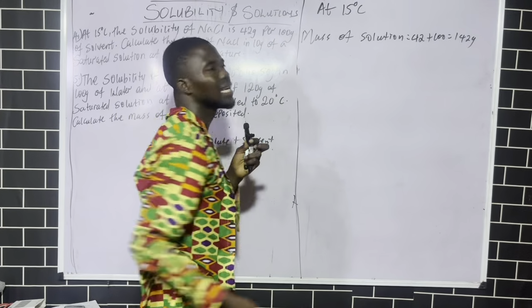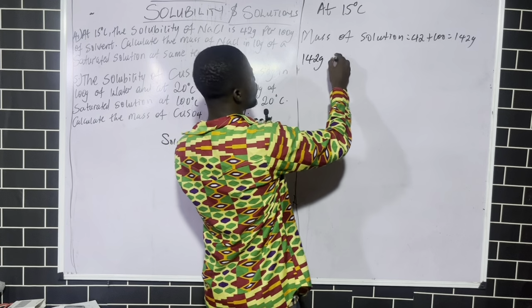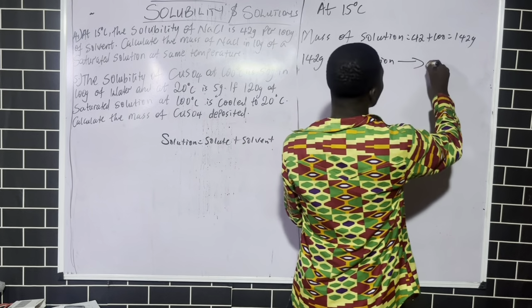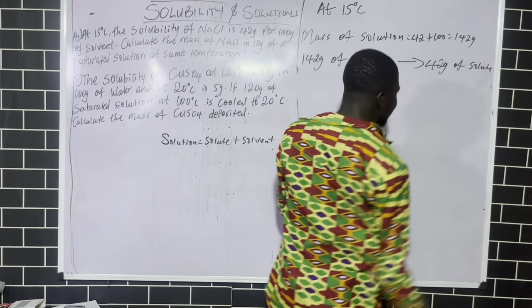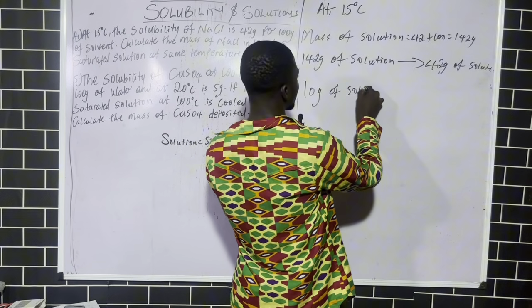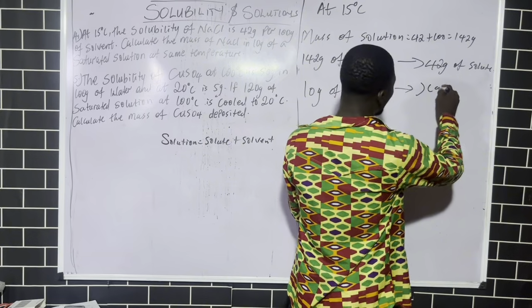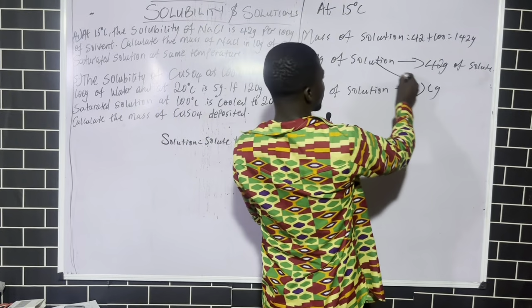Having known this now, then I will proceed by saying, okay, 142 gram of solution contains 42 gram of solute. Is that not it? Then 10 gram of solution will contain how many mass of solute? X, because we don't know it yet. That's what we're looking for. So if we get to this place, we just cross multiply.